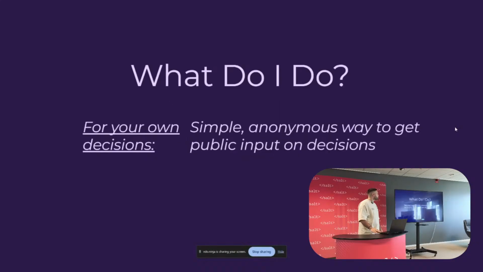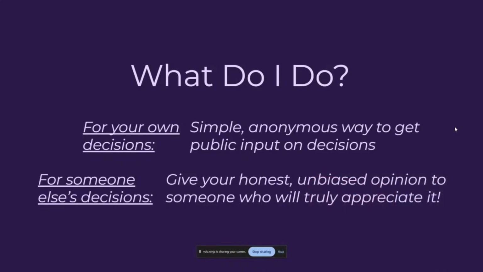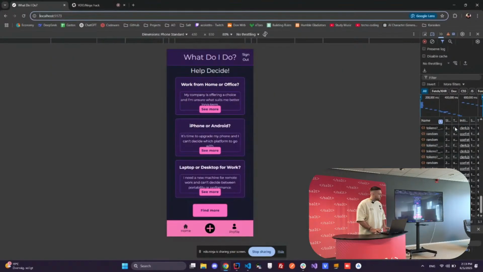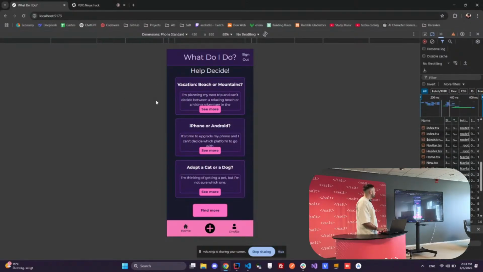Help decide. So for your own decisions with my app, this is a simple and anonymous way to get public input on decisions. And when it comes to someone else's decisions, you can give your honest and unbiased opinion to someone who will truly appreciate it. So we can demonstrate the app. This is the index part of my app. So we will always be presented with 3 random decisions out of the total pool of created public decisions that are living in the database. So for example, vacation, beach or mountains, iPhone or Android, adopt a cat or a dog.